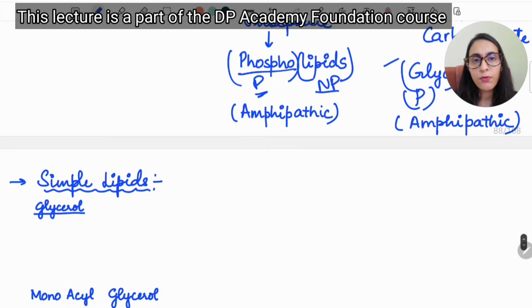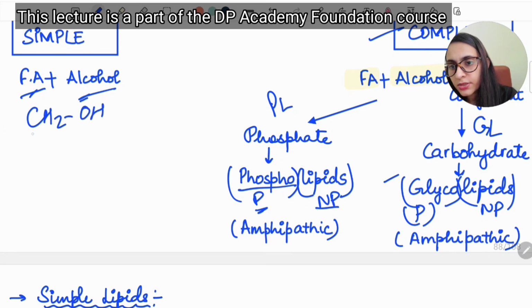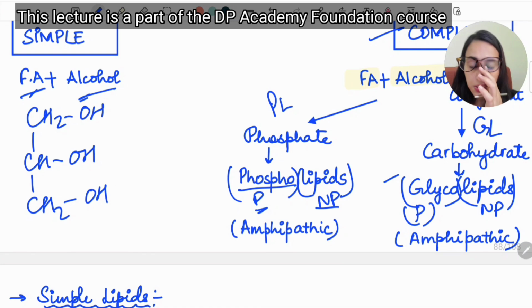A simple lipid is formed by a fatty acid and an alcohol. Now the alcohol in most of the cases is glycerol. If you draw the structure of glycerol, it is CH2OH, then CHOH and CH2OH. So this is the structure of glycerol, which is the basic alcohol that is present in the simple lipid. So most simple lipids contain the alcohol in the form of glycerol. This is the structure of glycerol.